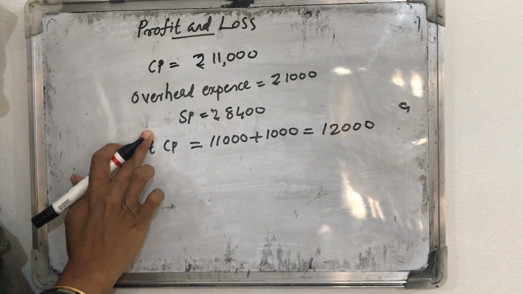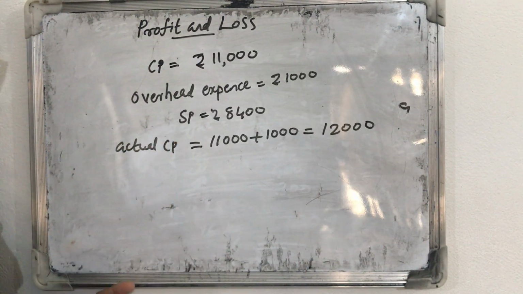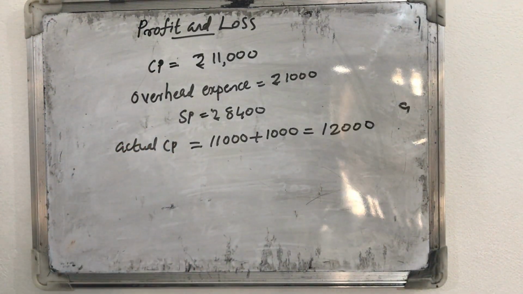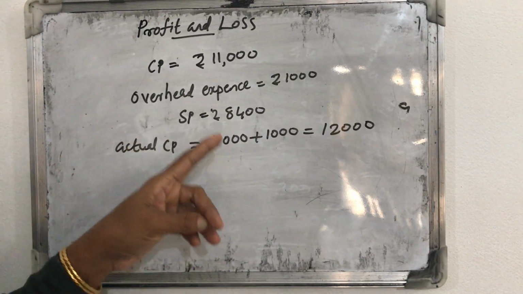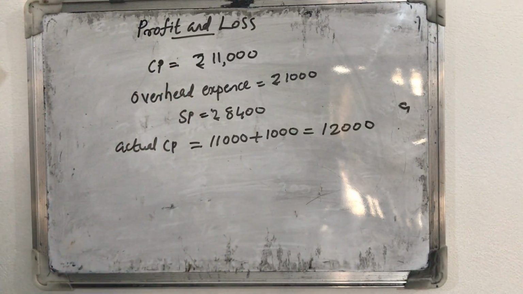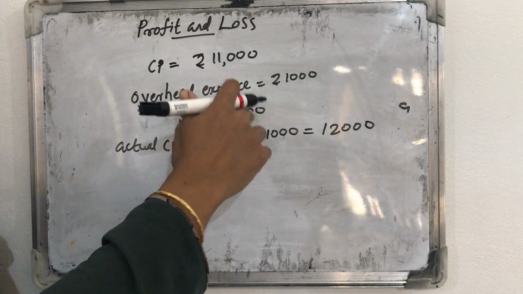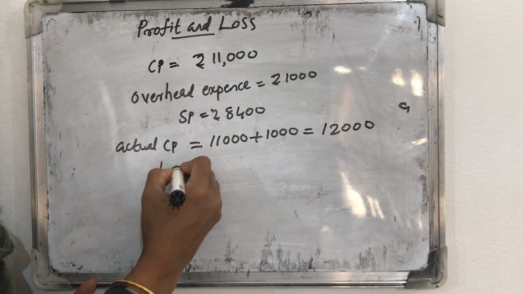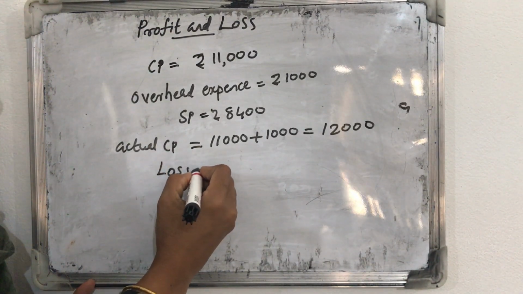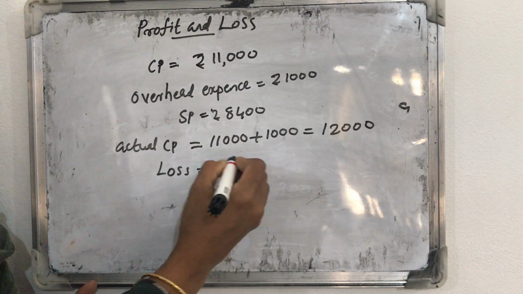So we can write actual CP equal to 11,000 plus 1,000. That overhead expense we want to add with the given CP, so it will be 12,000 rupees. Then we can do as normal: SP is equal to 8,400 rupees. So what will be the loss? Loss is equal to CP minus SP, so we get 3,600.